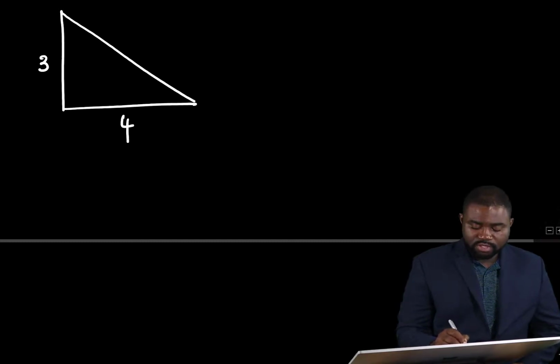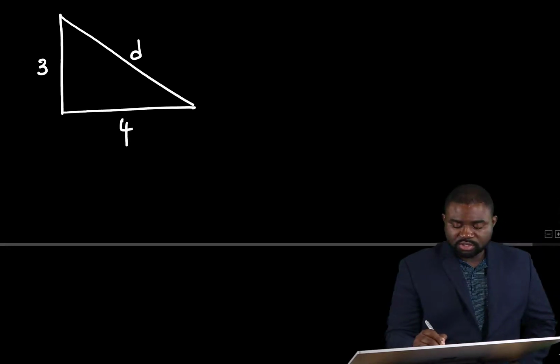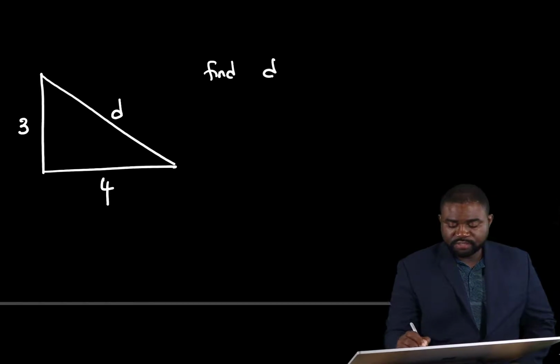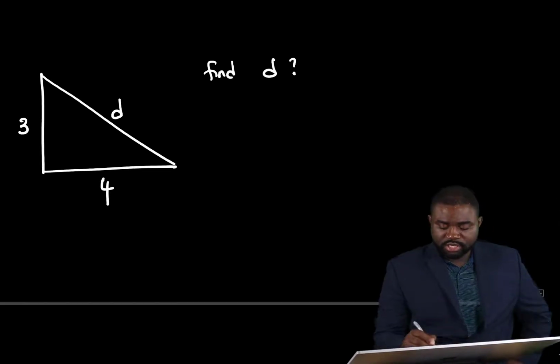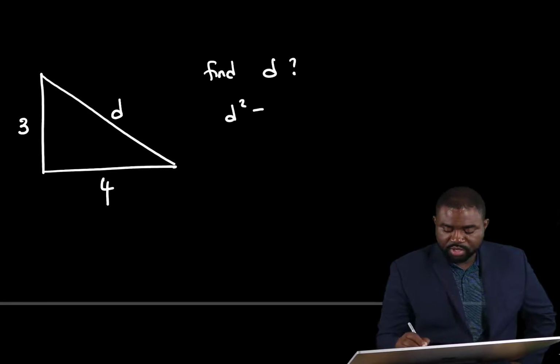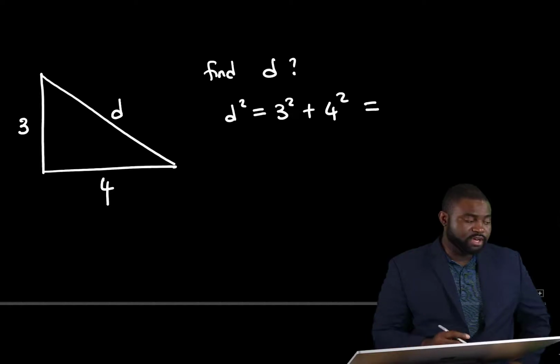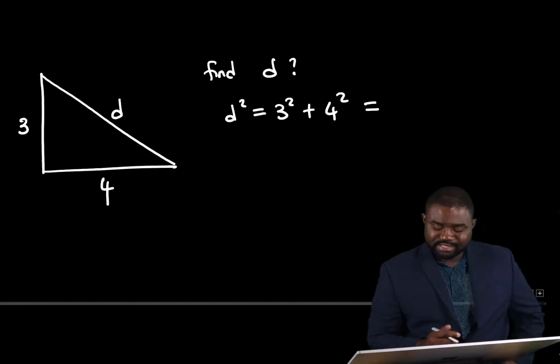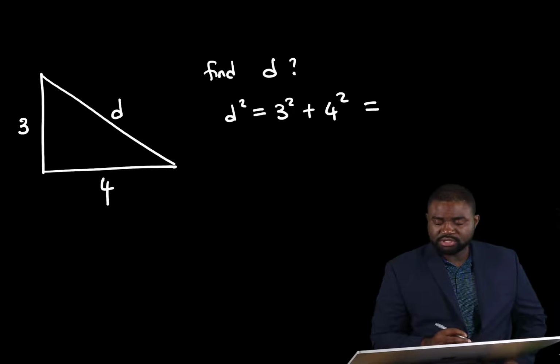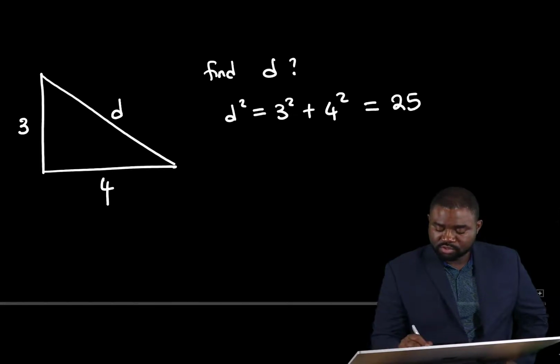If we have a right angle triangle, this side is 3, this side is 4, and this side is D. So the question is, find D. Essentially, D squared will be equal to 3 squared plus 4 squared. 3 squared is 9, 4 squared is 16, 16 plus 9 will give us 25. So this would mean that D is equal to 5.